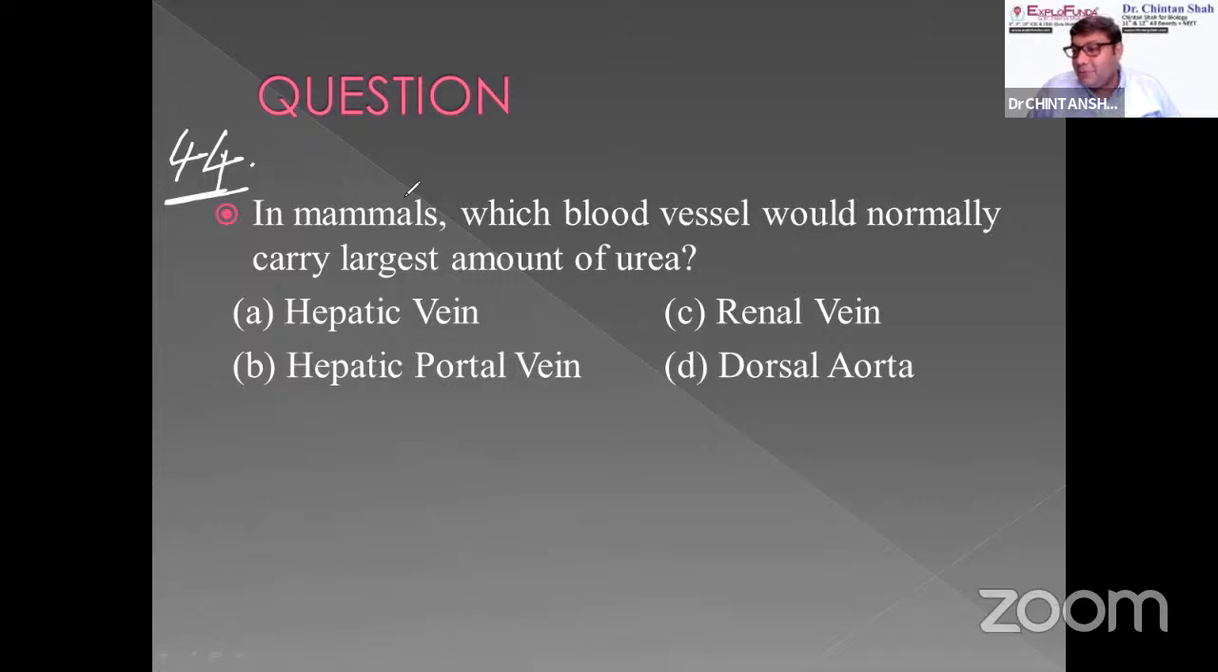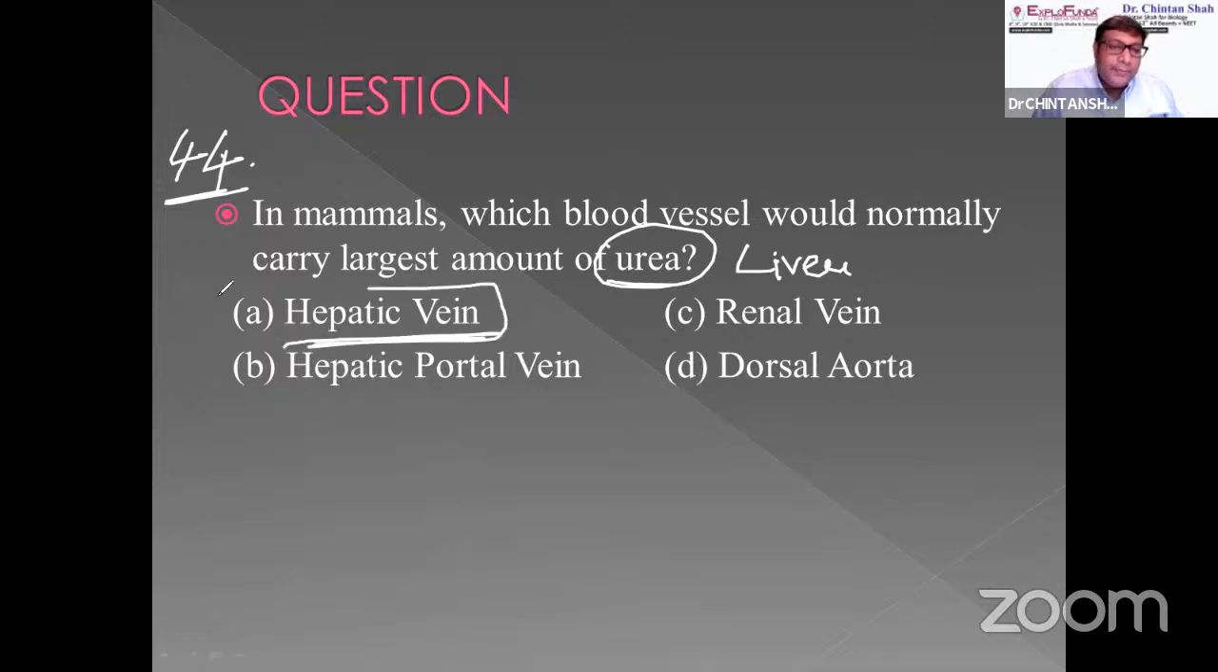Oh, very good. Ritu and Damya had given me the answer A, and that's the right answer. Why? Because the liver is synthesizing urea. The urea cycle operates in the liver. And from the liver, what is taking blood back? That is the hepatic vein. Why not the hepatic portal vein? Because it is taking blood from the intestine, stomach, and all the alimentary canal organs. Amazing. Thank you so much for answering this. Very good.